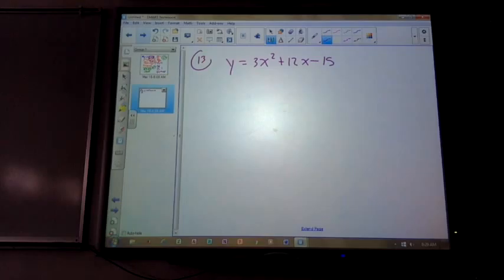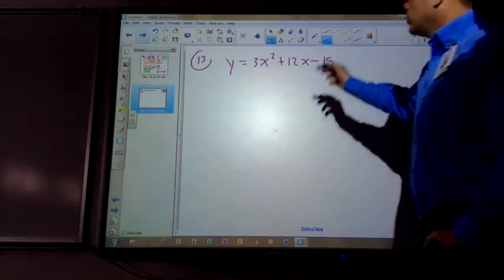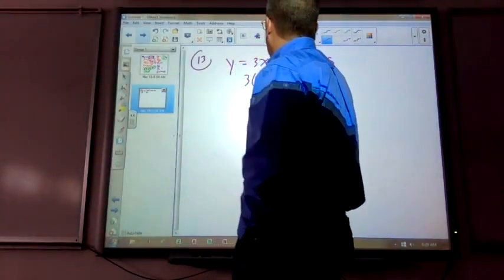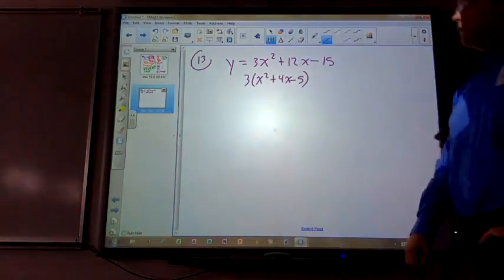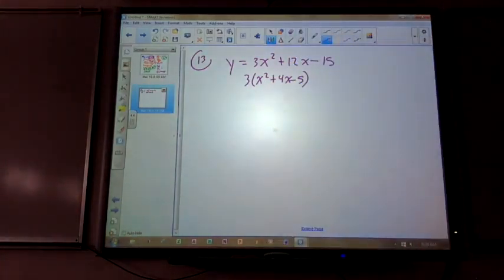I like what you're thinking, Steve. But 3, 12, and 15 have what in common? They have a 3 in common, so they have a greatest common factor on this one. Okay? So if you take that greatest common factor, that takes us down to this. Is that okay? Yeah. And that becomes a different scenario to factor.